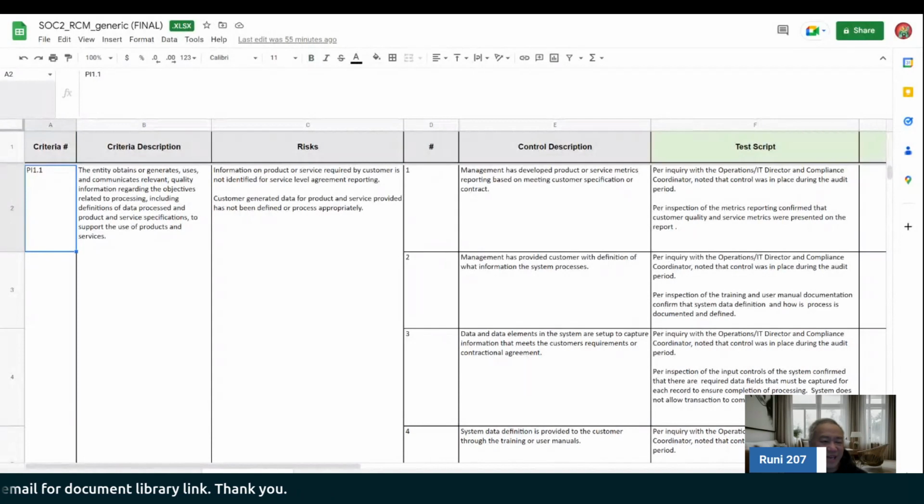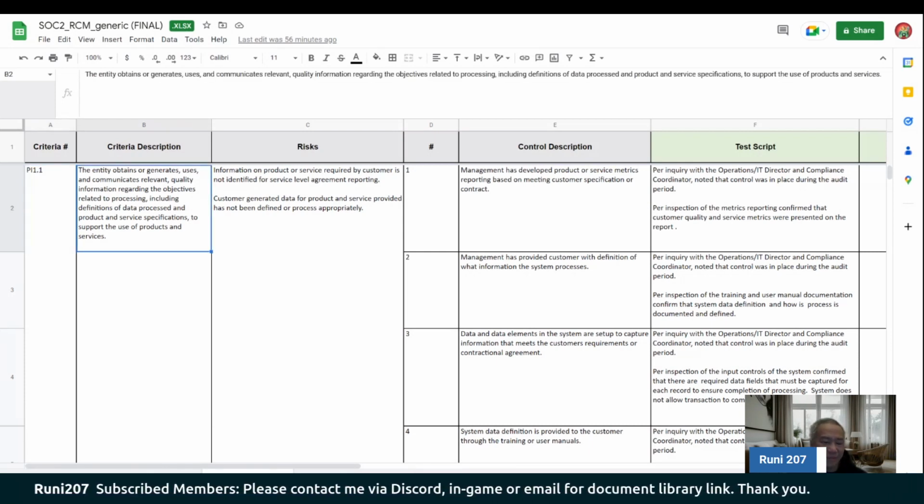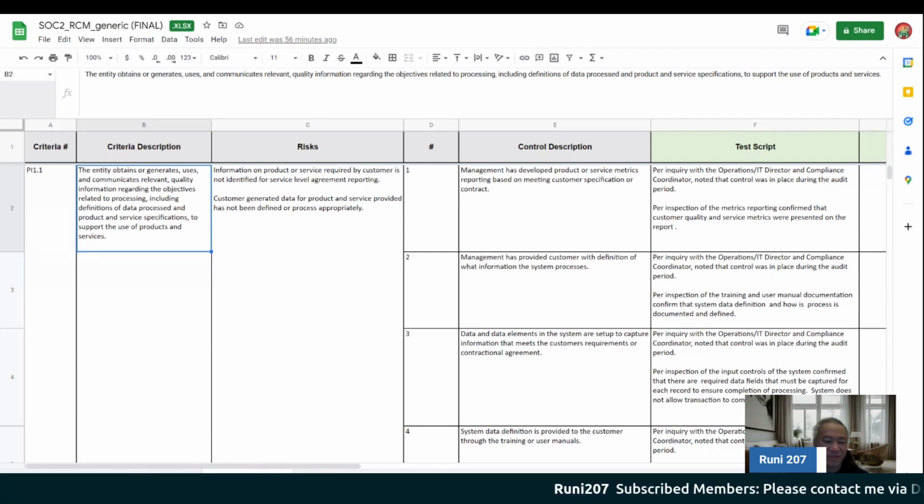And game fairness is always a challenge, and I think this is where the integrity of the game comes in. I think the focus for the developers, for the first part of processing integrity, the first criteria, there are about five criteria. The entity obtains or generates, uses, and communicates relevant quality information regarding the objectives related to processing, including definition of data processed and product and service specifications to support the use of the products and services.